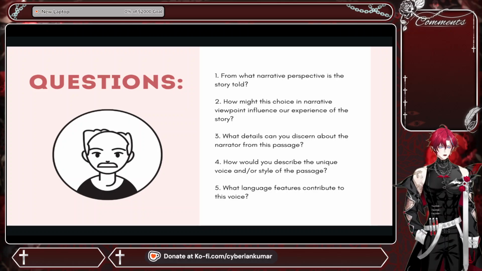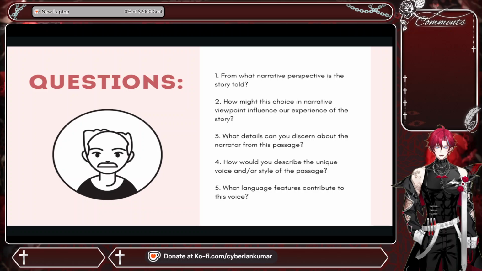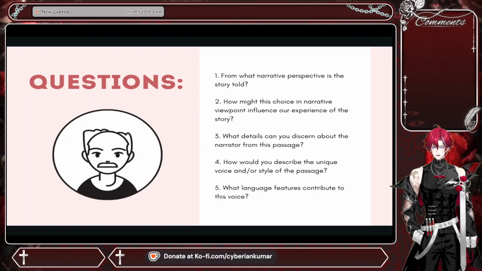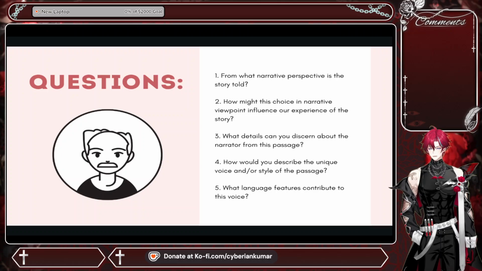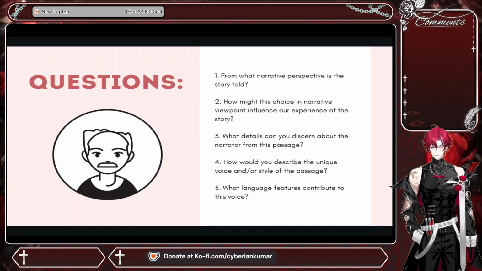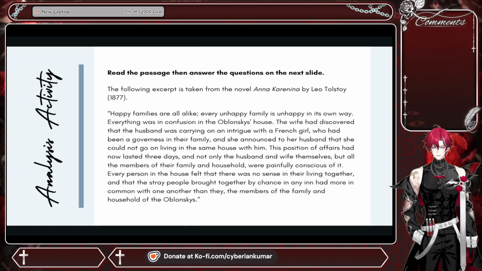If you have read it properly, you would understand that it has a unique style. So what kind of style it is, you can describe it here. And the fifth one, we have to understand what language features contribute to this voice. So what are the nuances of the language or the style of the language they are using for that passage, right? This is another passage.